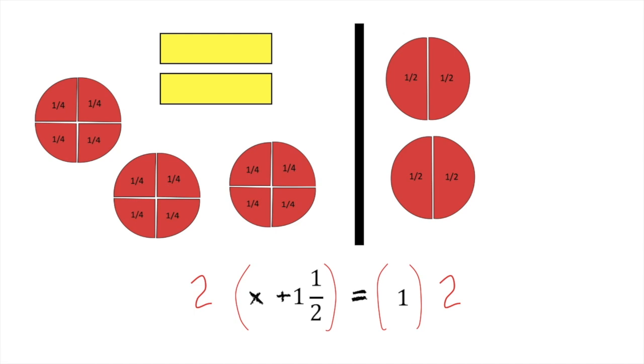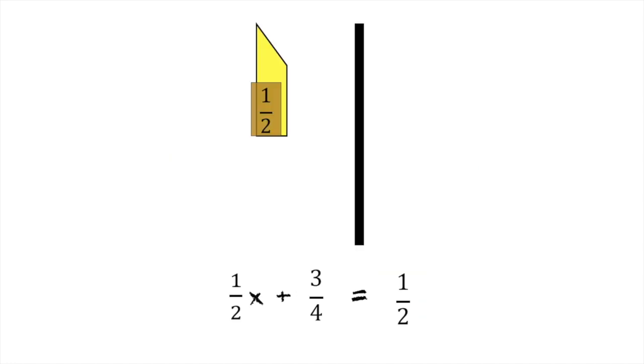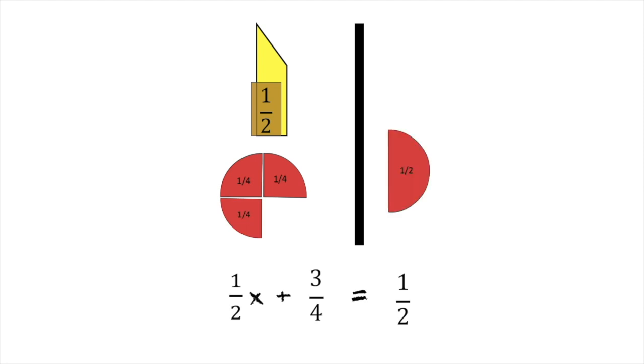Let's examine our original equation once again. We have 1/2 x plus 3/4 is equal to 1/2. So here we have our half fraction of x, and then we have our 3/4 equivalent to 1/2. What could we have multiplied to both sides to begin with so that all the fractions would become whole numbers? Yes, we could have multiplied both by 4.